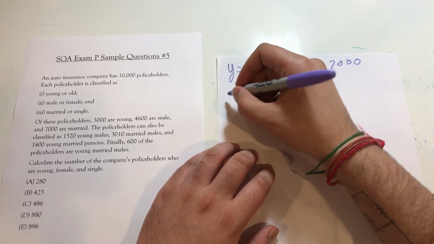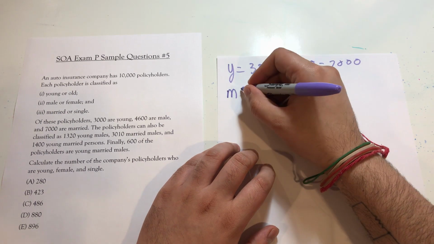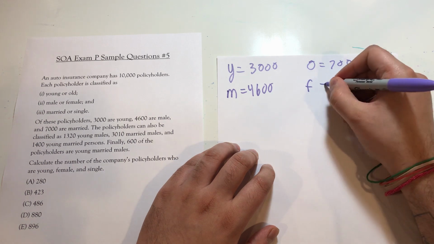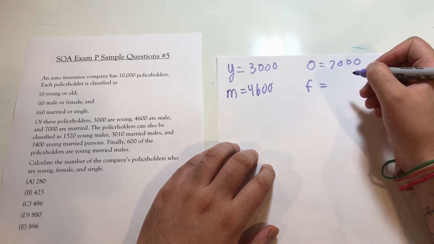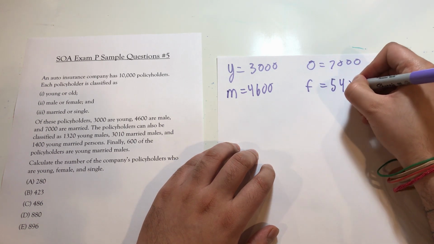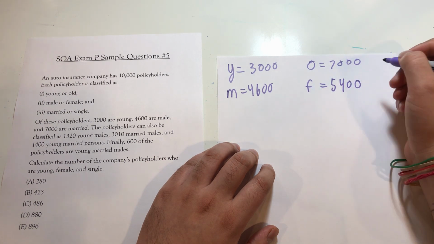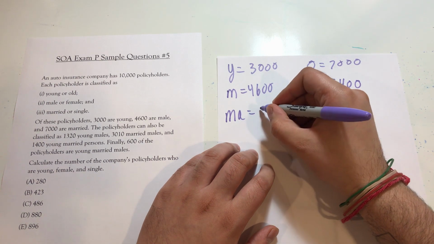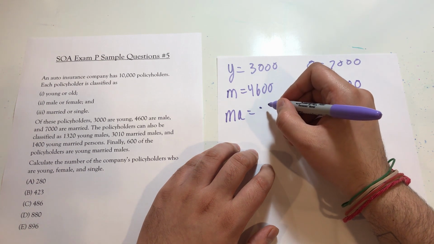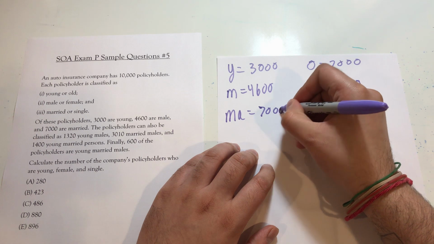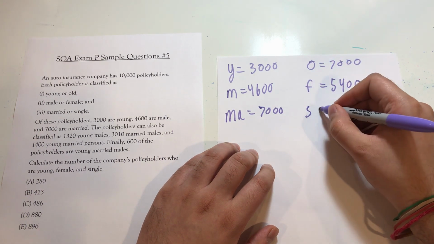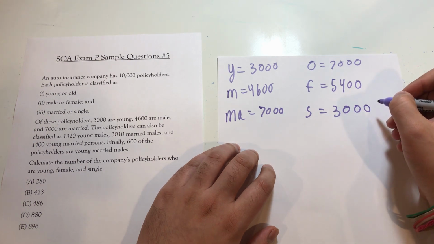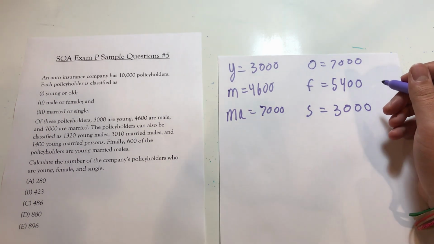It says 4,600 are male, so I'm going to use M for male. That's 4,600. So that means those that are female would be 5,400. Finally, it says 7,000 are married, and I'll use MA for married. Yeah, 7,000 are married. That gives us how many are single? That is 3,000.